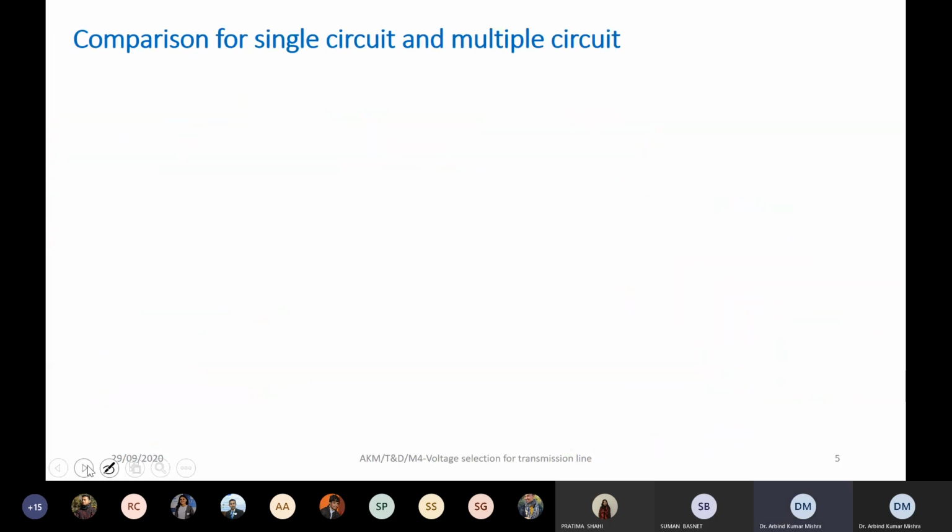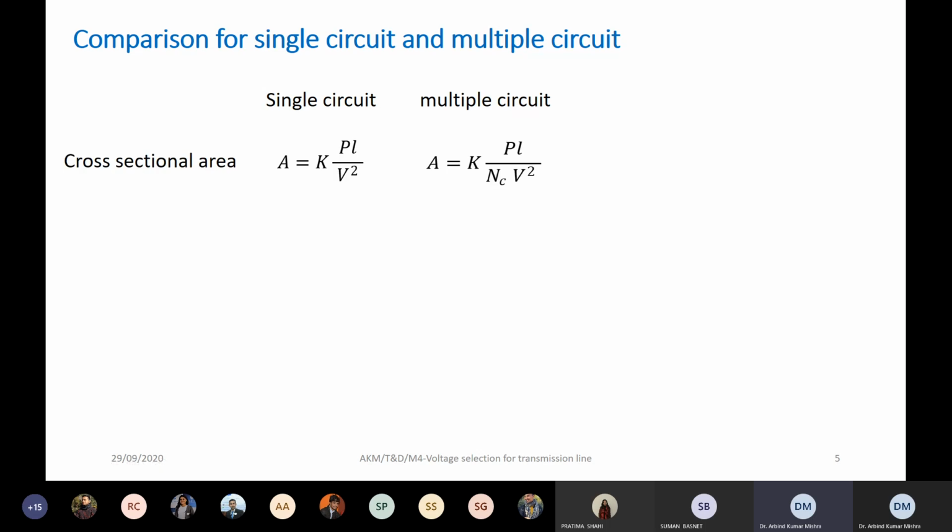Now come again to the conductor cost. Let's compare the total cost for the single circuit and the multiple circuit. The expression for the cross-sectional area for the single circuit, which we derived last time, is this. For today, this is for the multiple circuit. As you know, the number of conductors in the case of a single circuit is 3, and for multiple circuits we have 3 times the number of circuits. So for example, for double circuit, this will be 6.